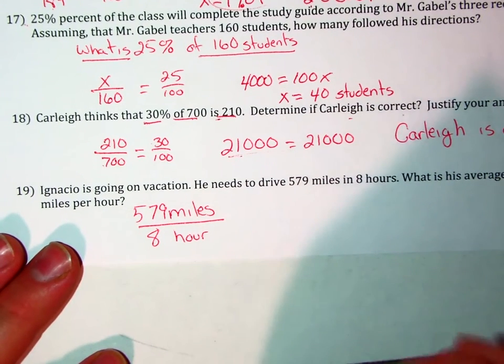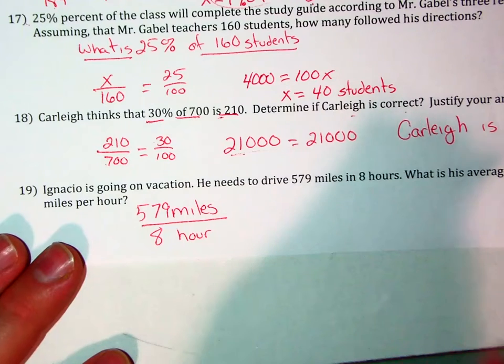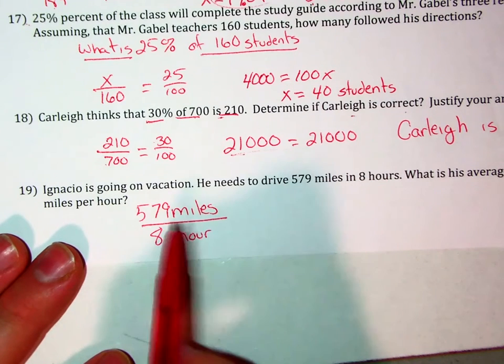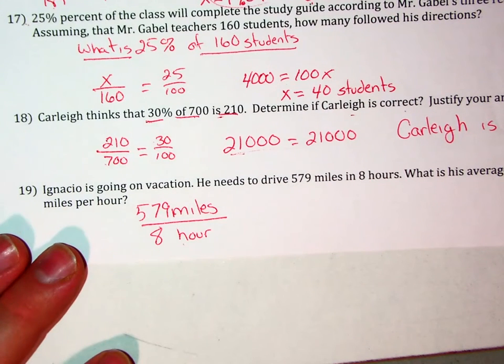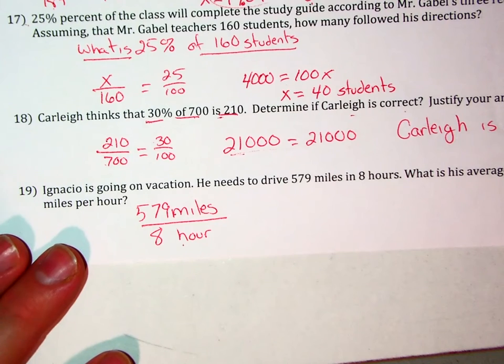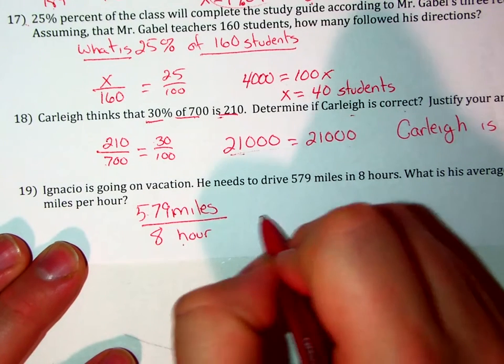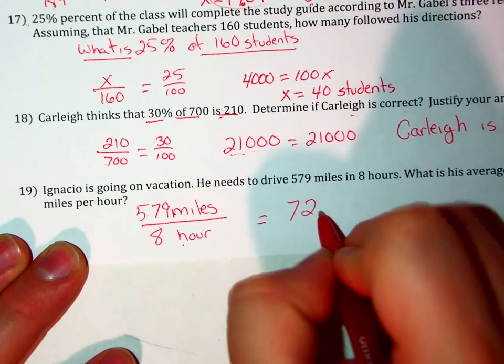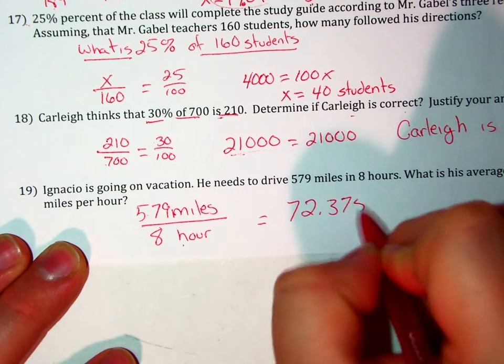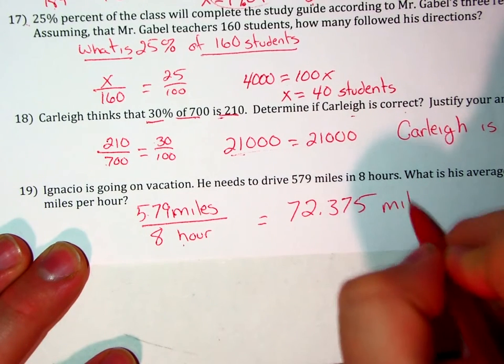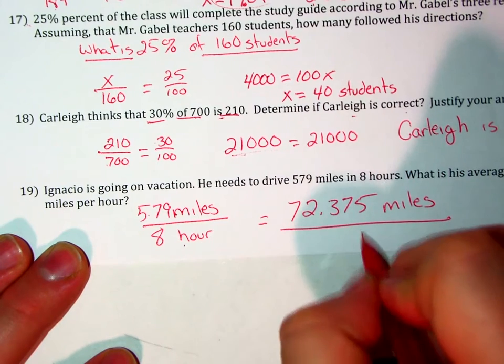There are multiple ways to solve this problem, but our first way that we learned in class was to identify the unit rate. We divide the number of miles by the number of hours. 579 divided by 8 equals 72.375 miles per 1 hour.